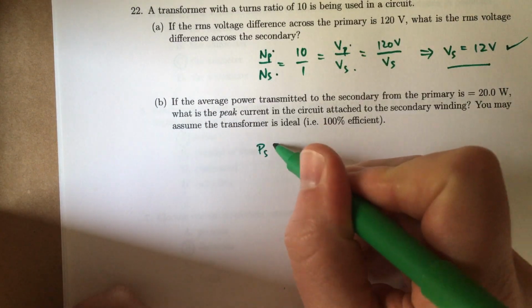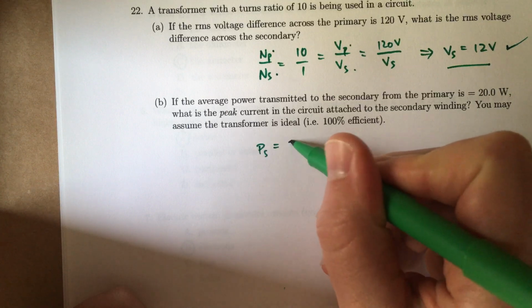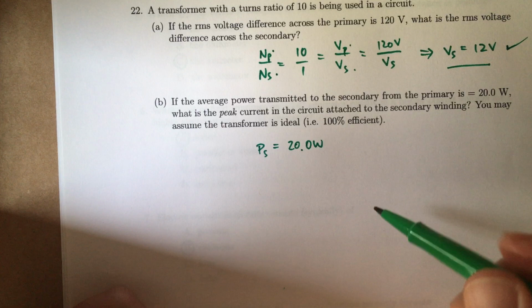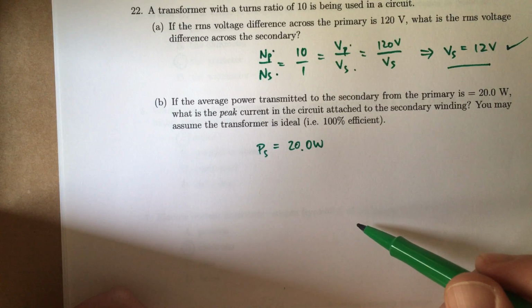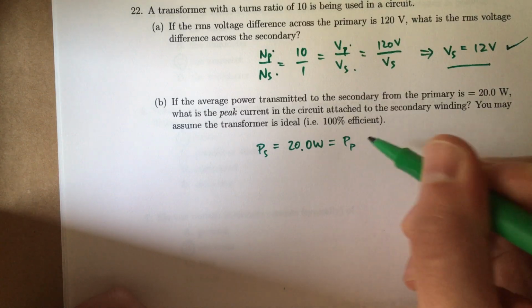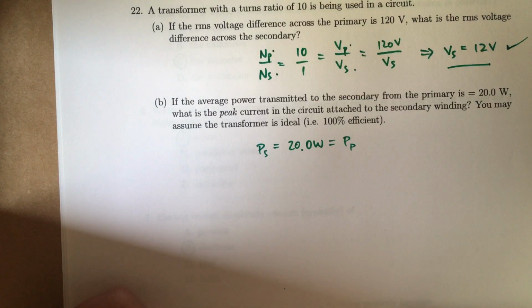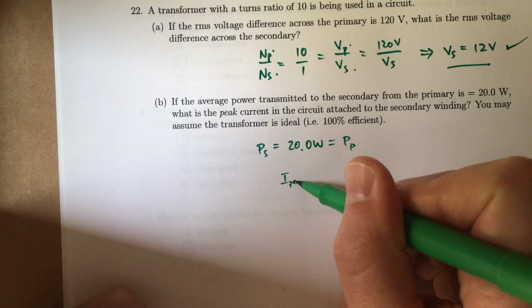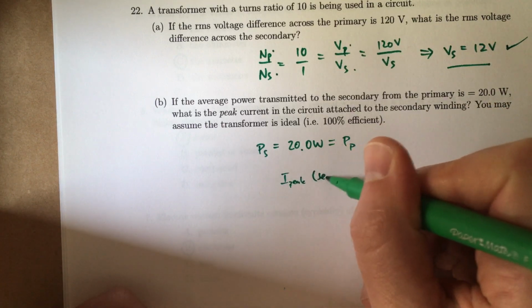And for B, if the average power transmitted to the secondary and the primary is 20 watts, okay, so P sub S is 20 watts. What is the peak current in the circuit attached to the secondary winding? You may assume the transformer is ideal. Okay, so if it's ideal, then this equals the power being delivered to the primary, right? So it goes 1 for 1, 20 watts in, 20 watts out of our transformer. And we want to know what the peak current in the circuit attached to the secondary winding is. So we want I peak in the secondary.